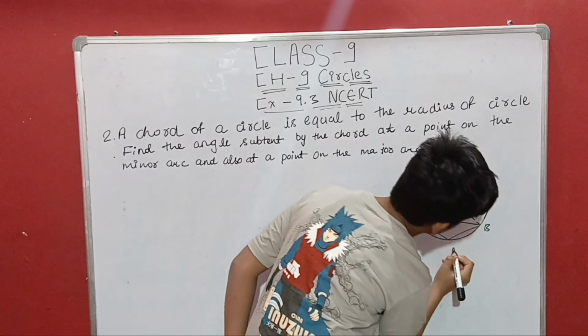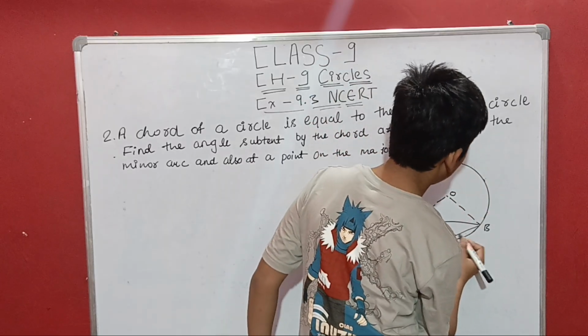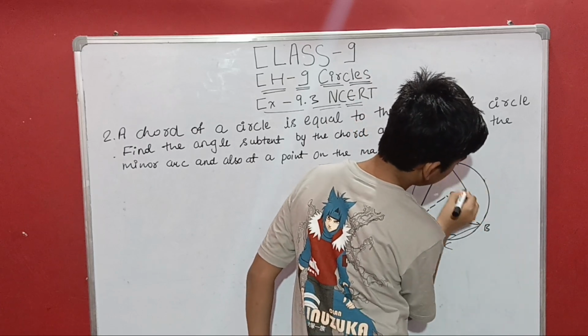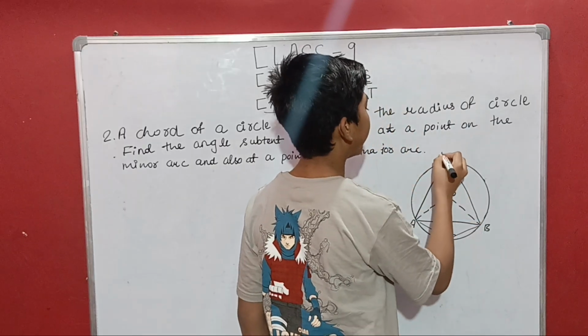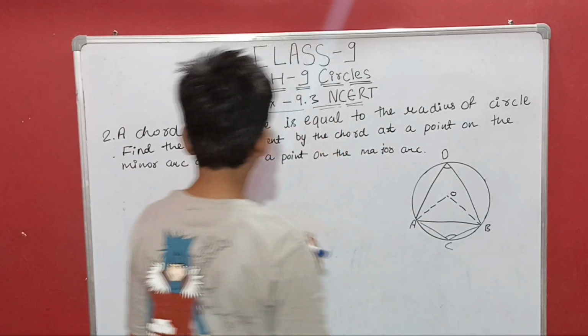Let's mark this point as C. So we have to find this angle, also a point on the major arc, which will be this angle. Let's mark this as D. Okay, so now we shall start solving the question.